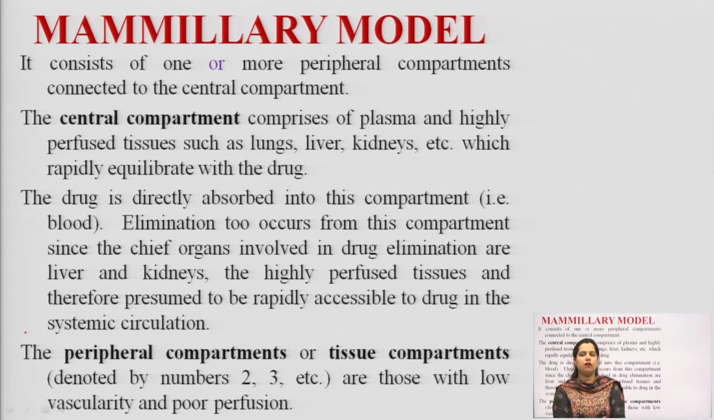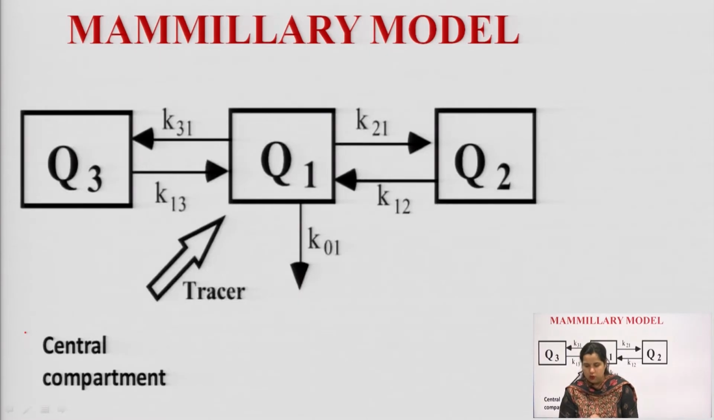Okay. So, blood is your central compartment, whereas kidney and liver are your peripheral compartments. Though they are peripheral, they have high blood flow, and so the absorption and elimination will be rapid in that case. The peripheral compartments or tissue compartments, denoted by numbers 2 and 3 in the next figure, are those with low vascularity and poor perfusion.